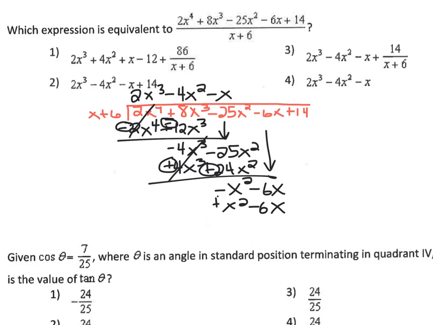This time when we change our signs and circle, you'll notice that both terms cancel off. So what we're bringing down here is our remainder. How we write that remainder is we add it on at the end of this expression and put it over what we were dividing by, because we're left with 14 out of the x plus 6 we were dividing by. So that would be choice 3.